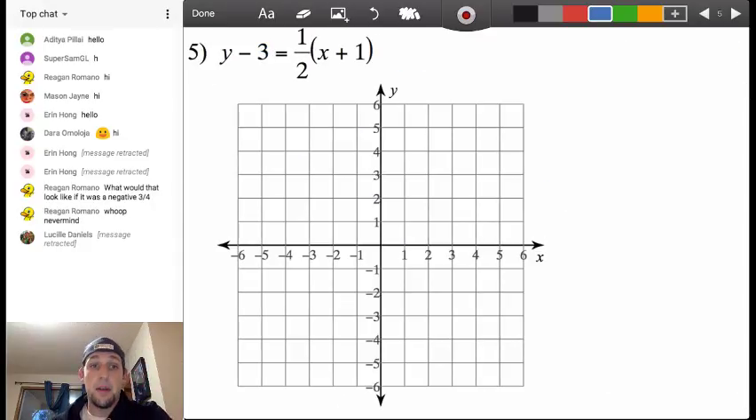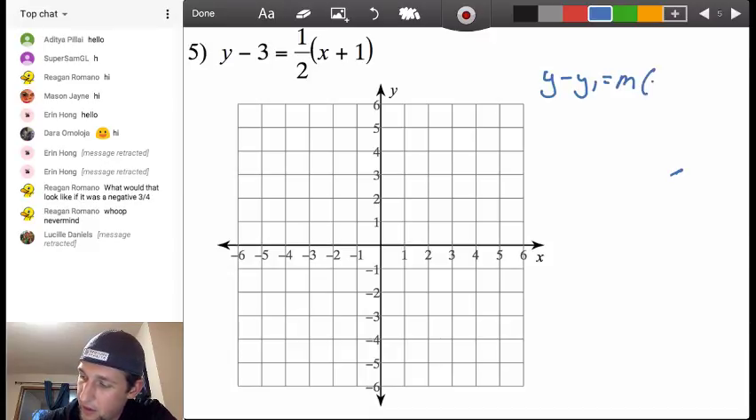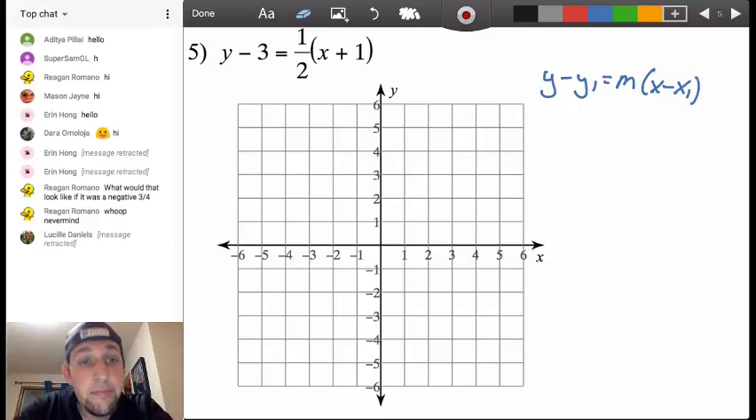Okay, here's where we tend to have problems. Okay, point slope form is what this is called. The general form for point slope form is y minus y1 equals m times x minus x1. Everybody seems to have trouble using this one.